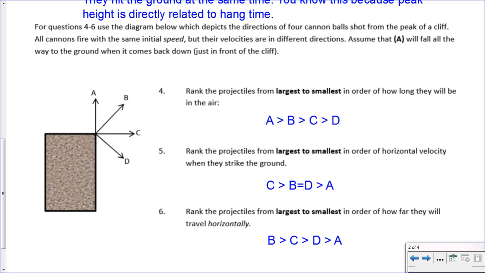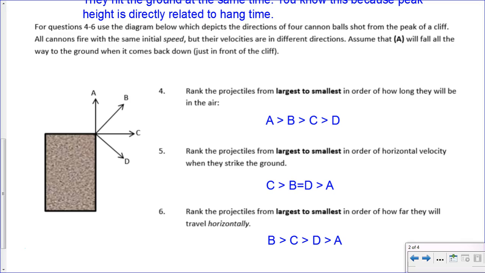So number 4 says rank the projectiles from largest to smallest in order of how long they will be in the air. Well, how long they're in the air, in this case, and really in all cases, is directly related to the initial vertical velocity. A has the most vertical velocity, and then B, and then C, and then D. So for question 4, really we're looking at the amount of vertical velocity that they have. All right, and A has the highest vertical velocity, and then B is kind of partially upward. C starts out only horizontally, so it has no vertical velocity, and D is actually going down, so it's going to have the lowest amount of time in the air.